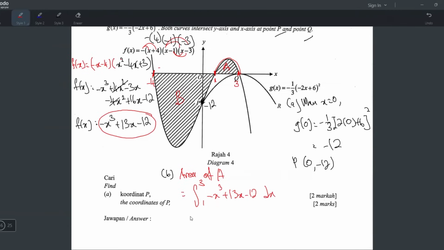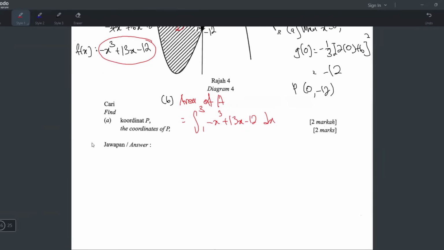And we don't have to put the modulus because you're using the x-axis to integrate and the region is above the x-axis. Okay, later I'll do it. Now I want to write the area of B first.